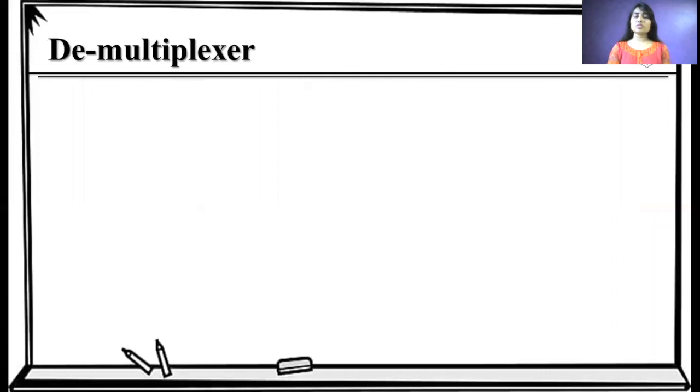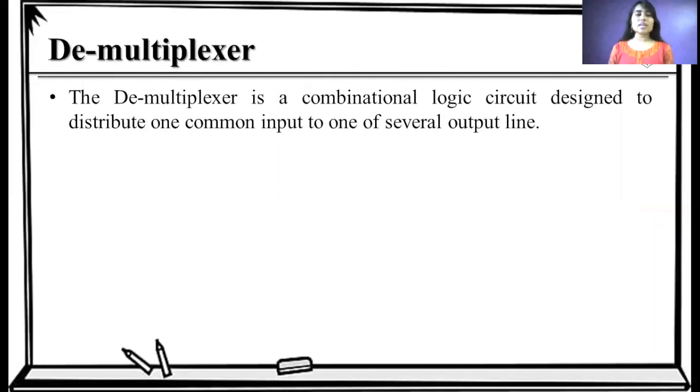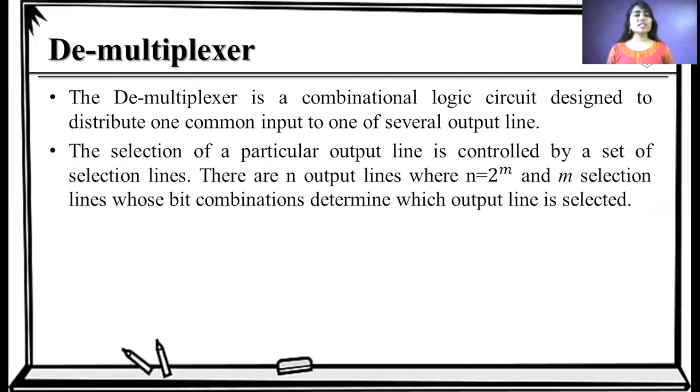Now let's discuss the demultiplexer. The demultiplexer is a combinational logic circuit designed to distribute one common input to one of several output lines. Obviously, it is exactly the opposite of a multiplexer. In a multiplexer, many to one. Here, one to many. The selection of a particular output line is controlled by a set of selection lines. There are n output lines where n is equal to 2 raised to m, and m selection lines whose bit combination determines which output line is selected.